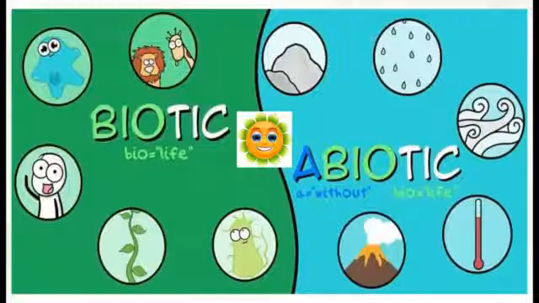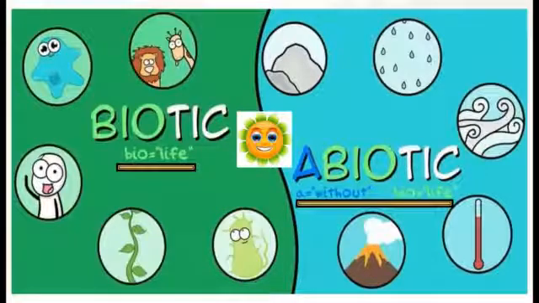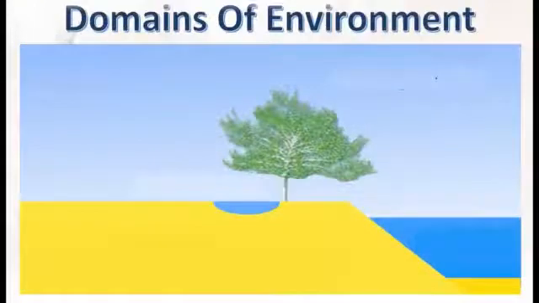Those components of environment which have life will come in the biotic component of the environment. For example, plants and animals. And those components of the environment which do not have life will come in the abiotic component of the environment. For example, land, air, water, etc. Now let us discuss the domains of the environment.